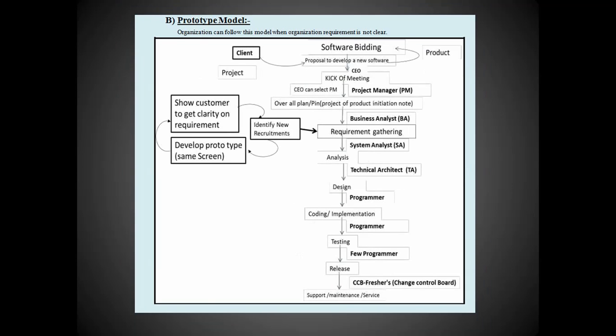The next one is the prototype module. An organization follows this module when the requirements are not clear. Whenever the client says he has some expectations or assumptions, only then do we use this type of prototype model. We prepare the screens and give clarity to the requirements, showing the client whether the requirement is clear. Then, after getting the client acceptance, we start the design part, then testing and releasing of the product.